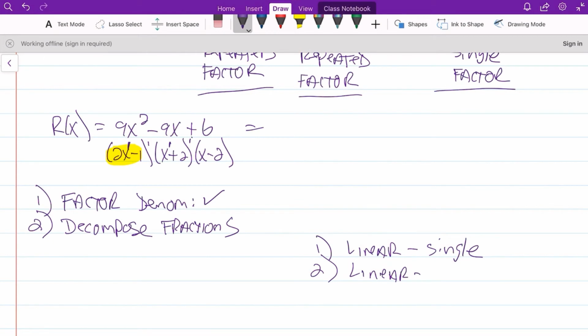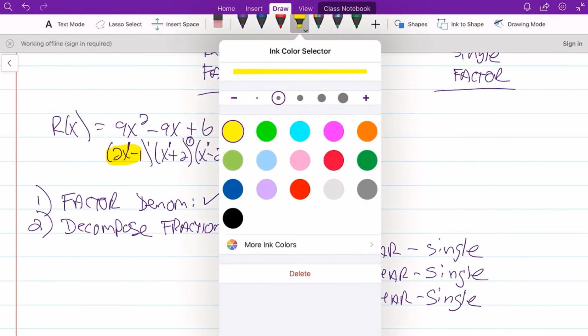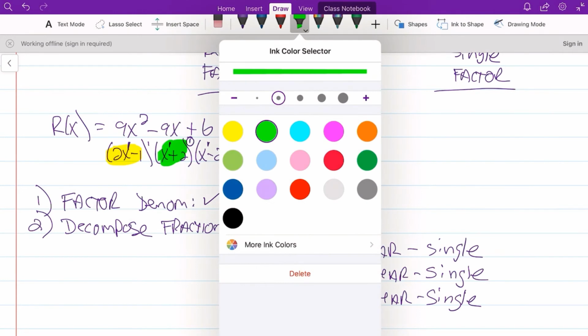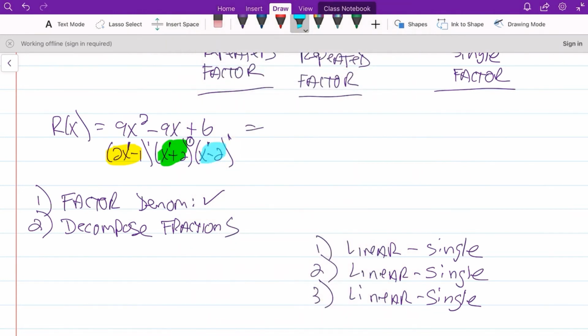And again, that's not repeated because the exponent there is 1. So that's a single. And then the third factor is going to be the same. So we're going to have a 1 here and a 1 here, so that all three factors are going to be single linear factors. All right? So that's actually a good thing, because that is the easier type of problem to deal with. When everything is just single linear factors, it makes life a lot easier.